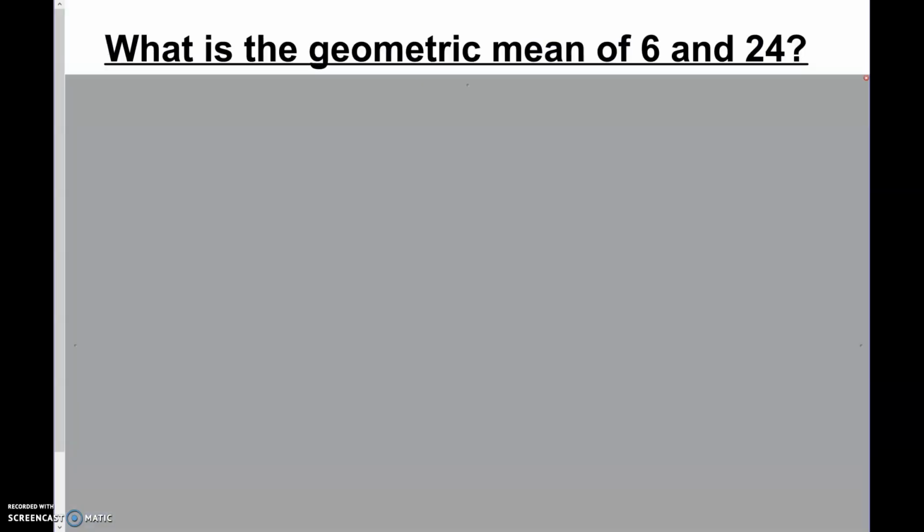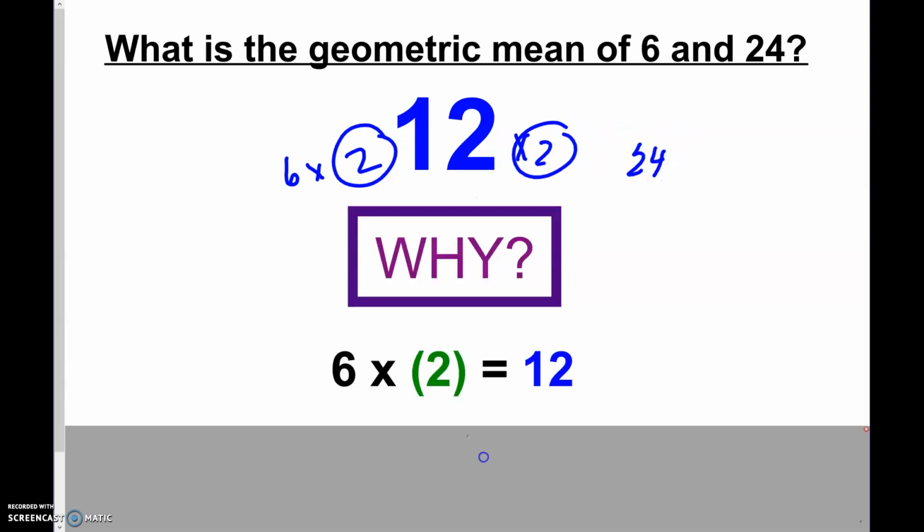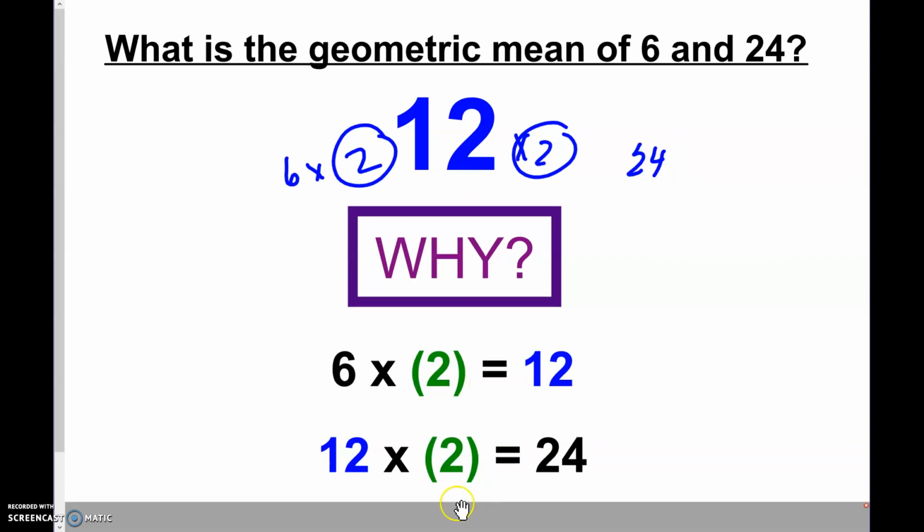So what if we were talking about the geometric mean? Geometric means we're going to be multiplying. So what would be the geometric mean of 6 and 24? Same numbers, different thing, but now we're saying it's 12. If we take 6 times 2, we get 12, and if we take 12 times 2, we get 24. So that is the number that is between the two. Okay, so multiplying by 2.